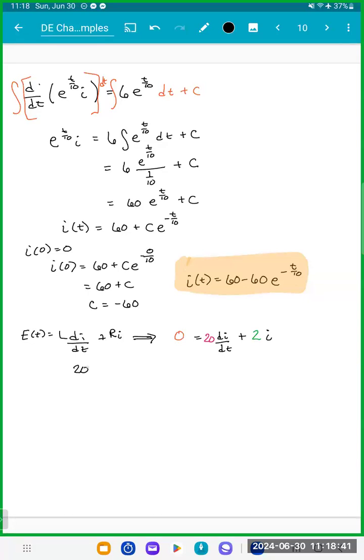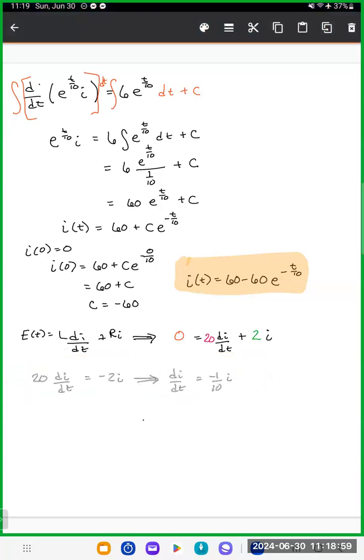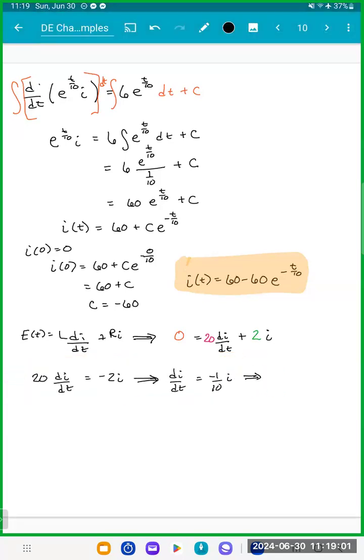20 di/dt is equal to negative 2I. So di/dt equals negative 1 over 10 I. Let me just scoot this over and give us a little bit more room. That can further simplify to di over I equals negative dt over 10.